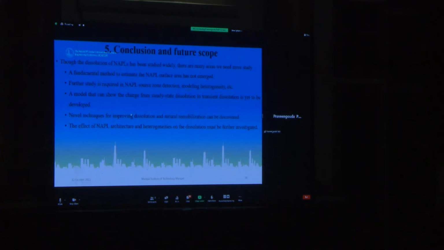Conclusion: though the dissolution of NAPL has been studied widely, there are many areas we need to focus on. A fundamental method to estimate the NAPL surface area has not emerged. Further study is required on NAPL source zone detection, modeling heterogeneity, etc. A model that can show the change from steady state dissolution to transient state is yet to be developed. Novel techniques for improving dissolution and natural remobilization can be discovered. The effect of NAPL architecture and heterogeneity on the dissolution must be further investigated.